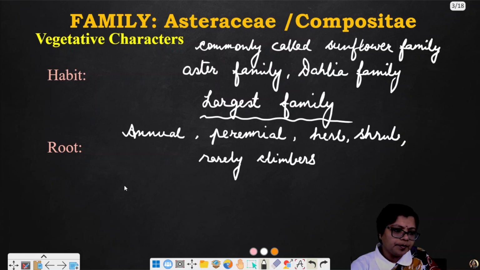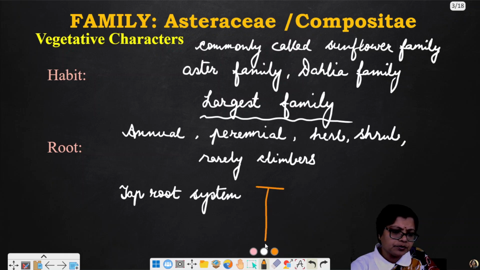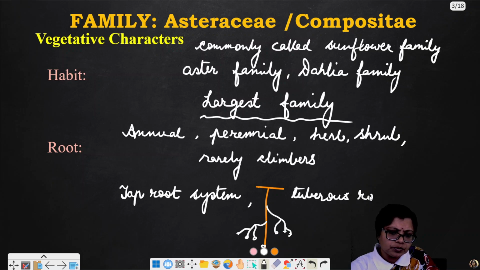Root, mainly taproot system. Taproot system means that primary root, secondary root, and tertiary roots are present. The main one is the primary root, then the secondary roots, then the tertiary roots, and a root cap is present. This is the taproot system. However, tuberous root is present in dahlia.